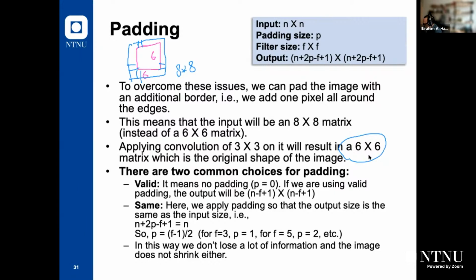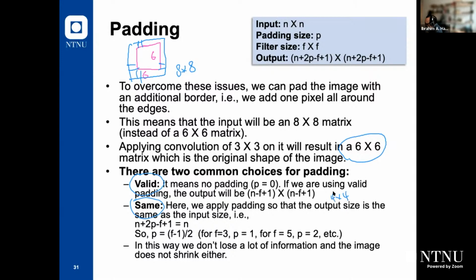So there are 2 common choices for padding, one called valid and one called same, right? When it's valid, it means no padding. When you select padding equal to valid, it means we don't have padding, so p equals 0. If we are using this valid padding, the output size will shrink. So it will be n minus f plus 1 multiplied by n minus f plus 1. And if you want to test this example, when n equals 6, f equals 3, it will be 6 minus 3, which is 3, plus 1, it's 4. So the output size will be 4 times 4. So the size will shrink.